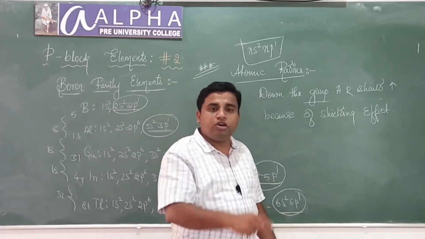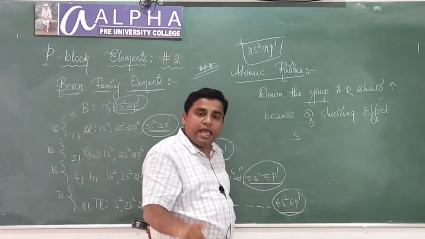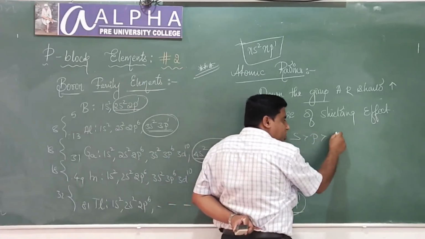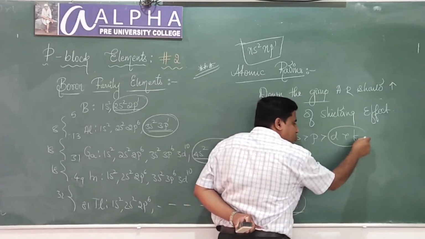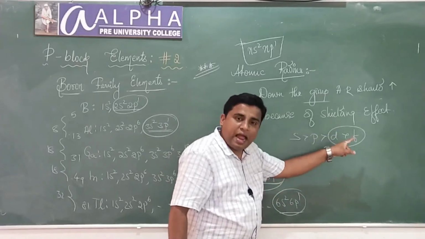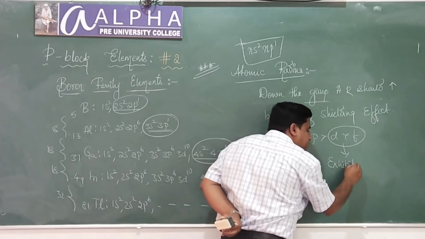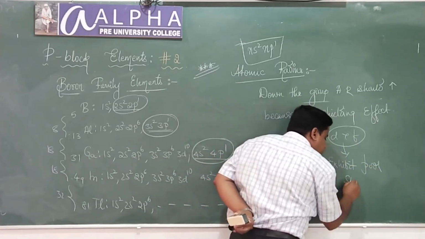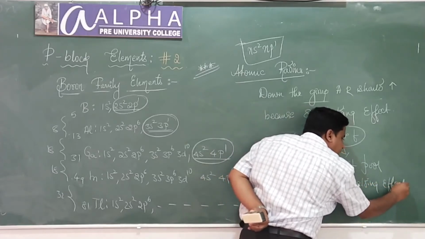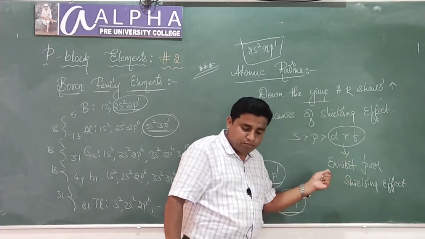And what is the order of shielding effect? The order of shielding effect is like this: s orbital exhibits more shielding effect than p orbital. P orbital exhibits more shielding effect than d orbital and then f orbital. That means d orbital and f orbital will exhibit poor shielding effect. Are you getting my point? D orbitals and f orbitals will exhibit what? Poor shielding effect.